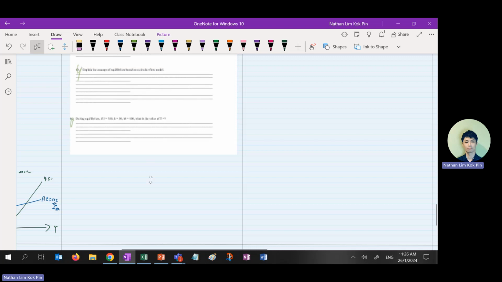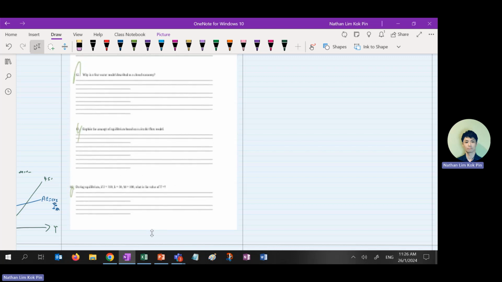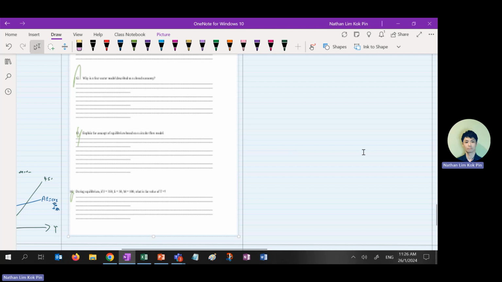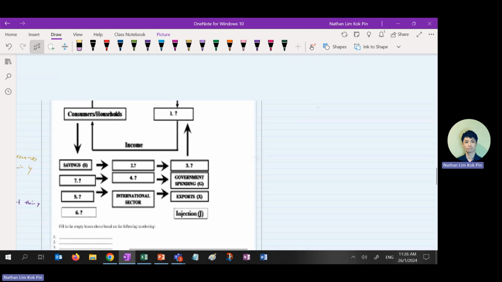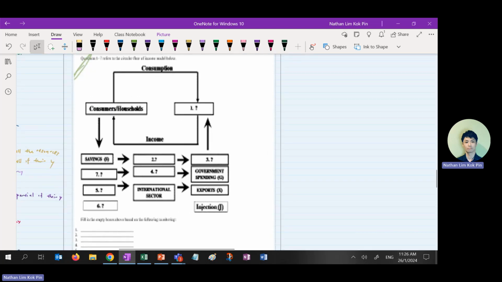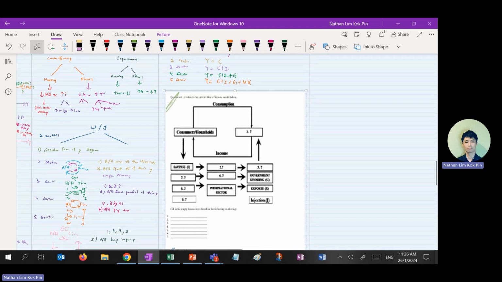By the way, any question on chapter 1 and 2? Any question on the summary of chapter 1 and 2? No? Like I said, I don't have the time to cover all the factors that affect C, I, G, and X. You all have to go through them yourself.